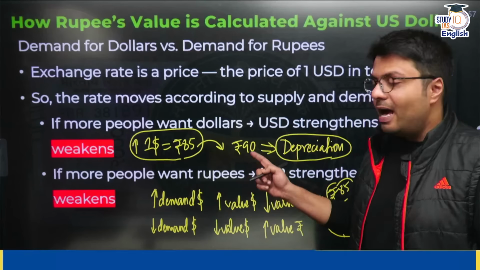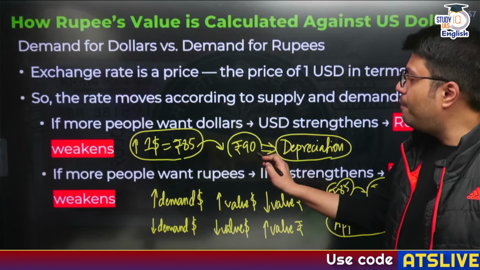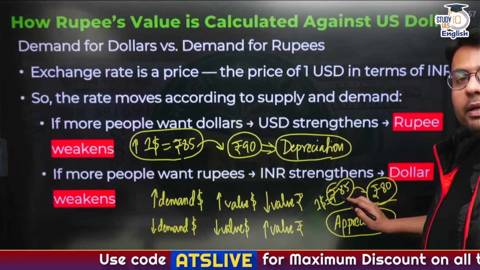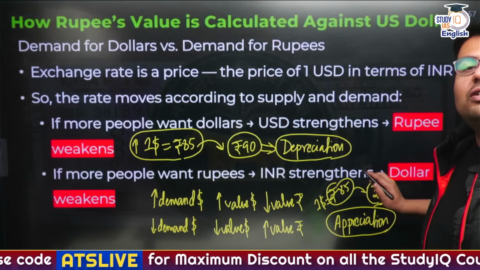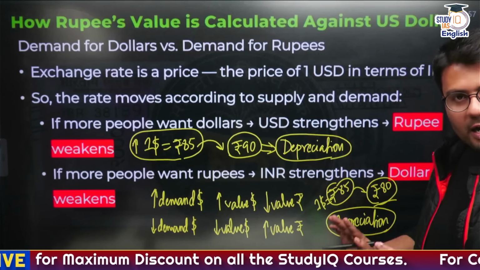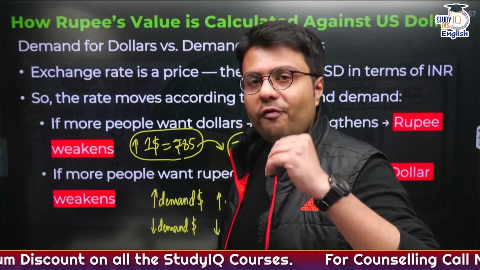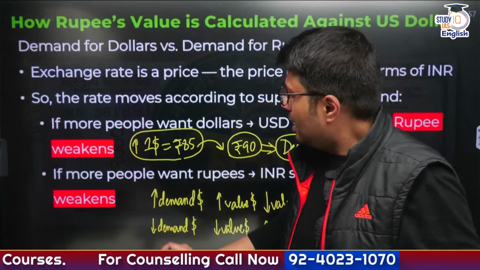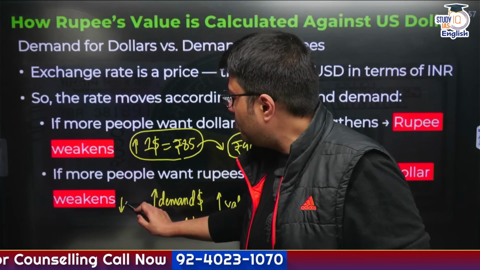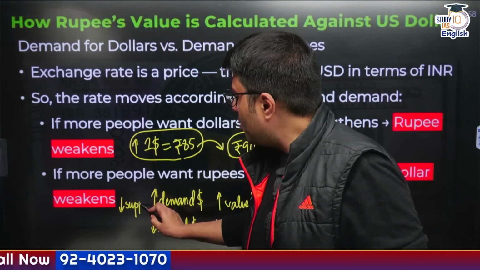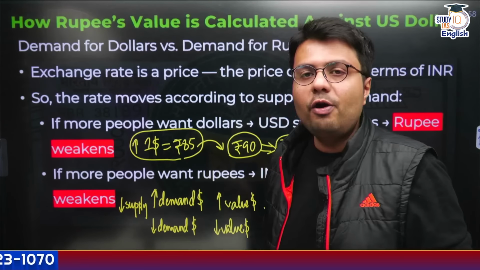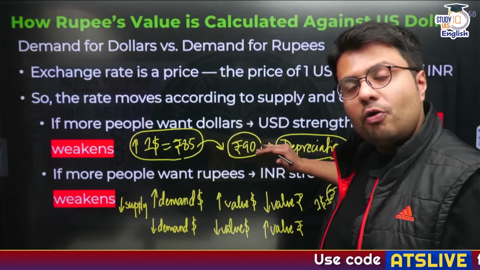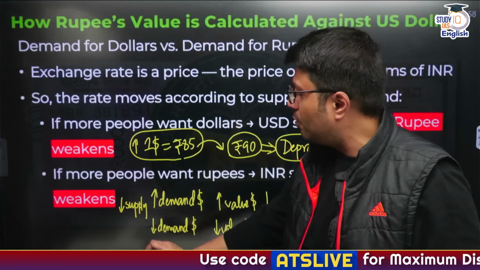Depreciation, once again, happens when the value of rupee declines vis-a-vis US dollar, and appreciation happens when the value of rupee increases with respect to dollar. Understood this difference? So this is how the factor of demand affects the value of rupee vis-a-vis dollar. Now, the same is also true with respect to supply of any commodity. When supply of dollar is less, it would prop up the value of dollar and correspondingly the value of rupee would fall down.